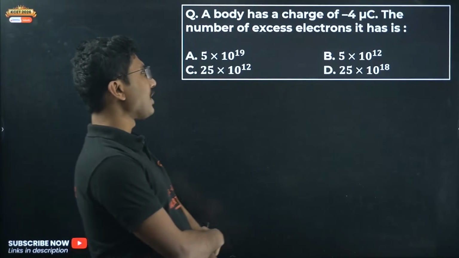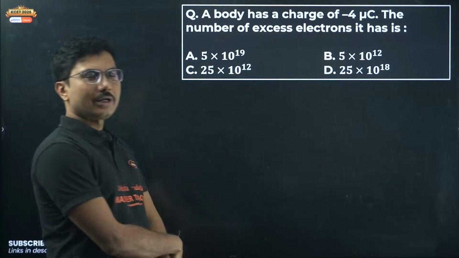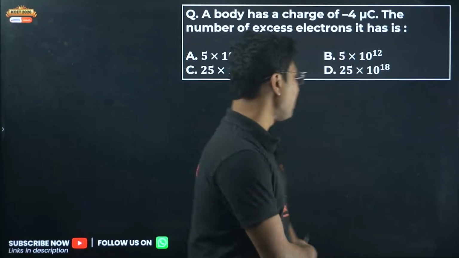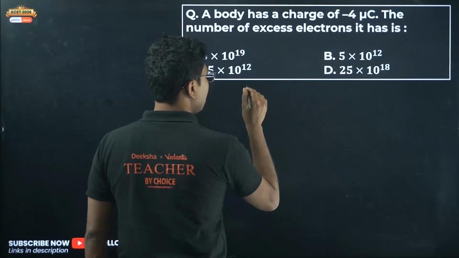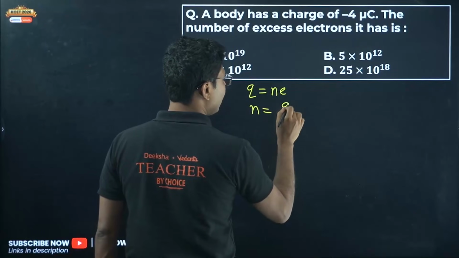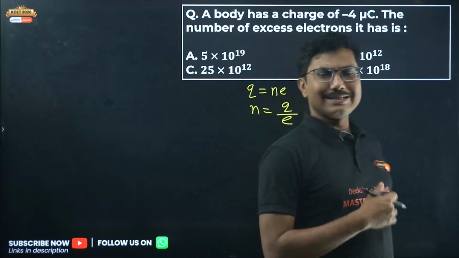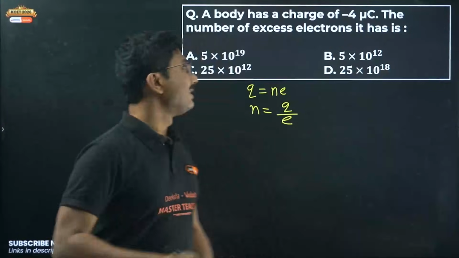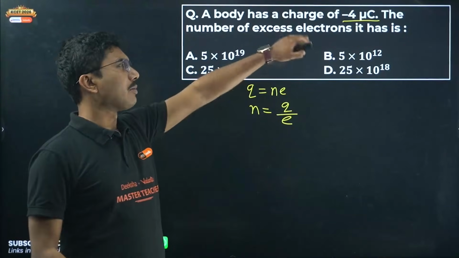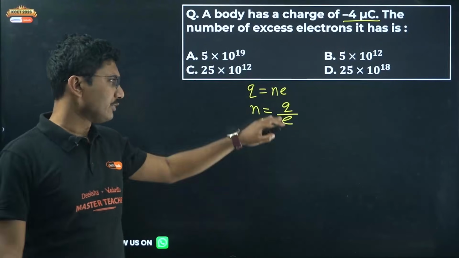A body has a charge of -4 microcoulomb. Find the number of excess electrons it has. Now, this can be solved in 2 ways. First of all, the old way is you use Q equals nE and you can find n equals Q upon e. That is the old method, the common method, and in many cases this method actually works. If you see this number is a multiple of 1.6, for example 1.6, 3.2, 4.8, then you should use this method.